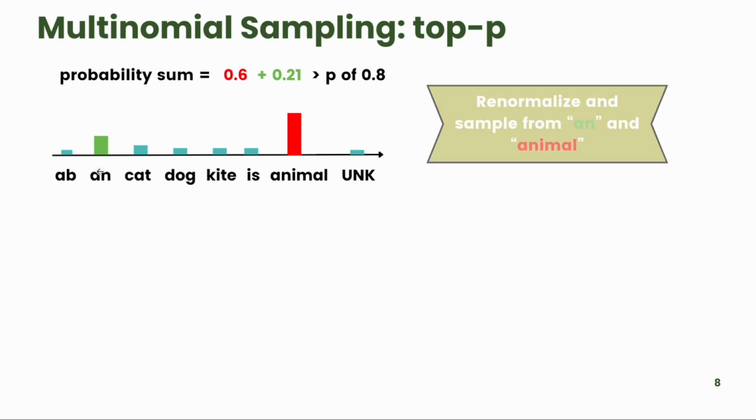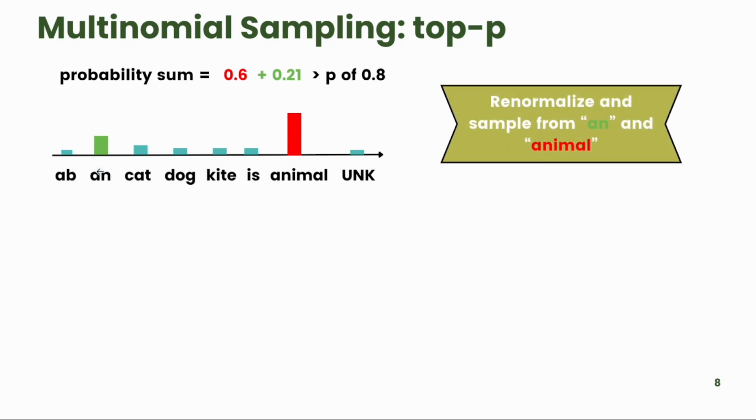Once you have these two words, you can just renormalize the probabilities again and do multinomial sampling from these two words. Renormalization is required because we ignored all the other words, so you still need to correct for the probability masses. They should sum up to 1.